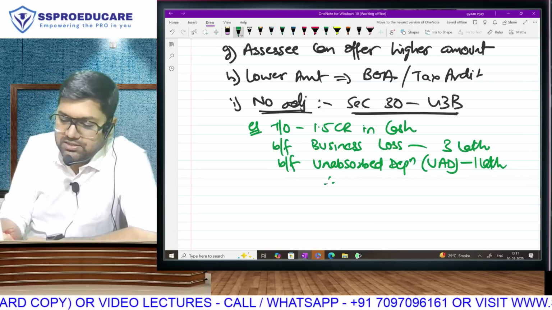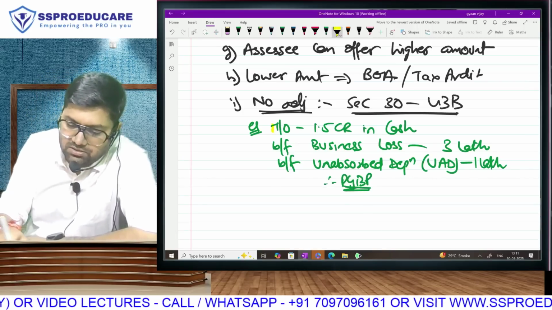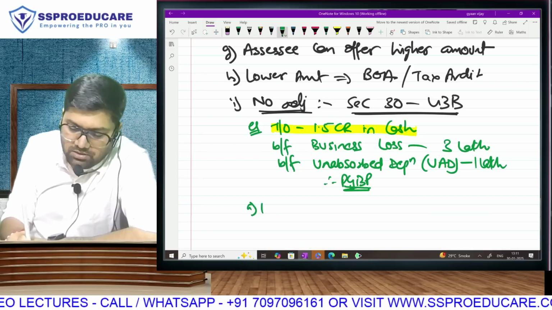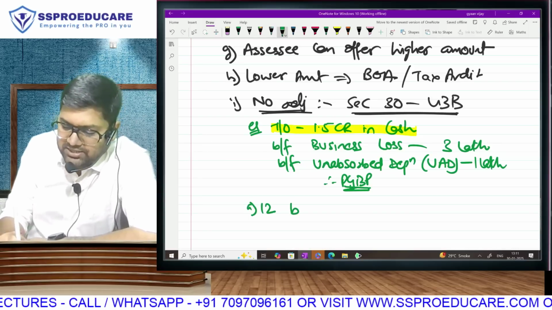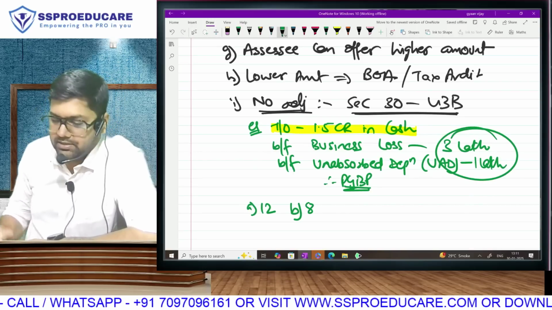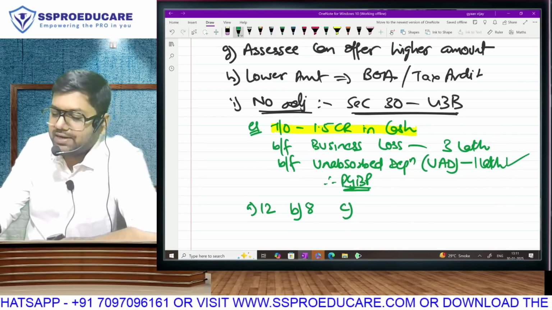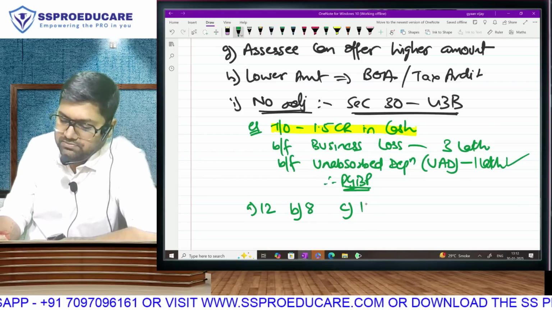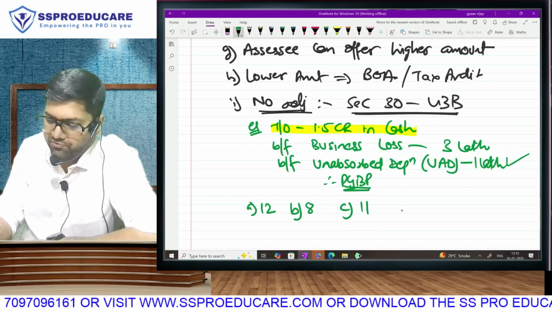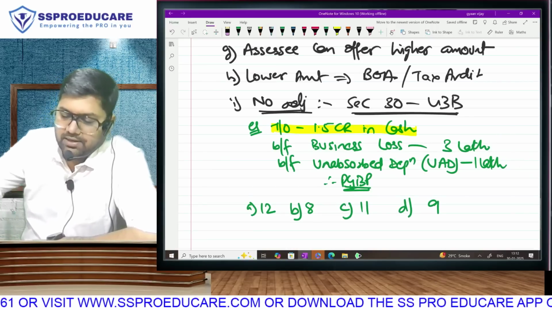With this, what's your answer for PGBP? First step you did was this into 8%. So what is your answer? 12 lakh. Second step, you adjust both of them. So what is your answer? 8 lakh. Third, you adjust only UAD. Don't adjust business loss. So what is your answer? 11 lakh. 1.5 into 8% minus the brought forward amount. Or fourth, you adjust only this. So what's your answer? 9 lakh.